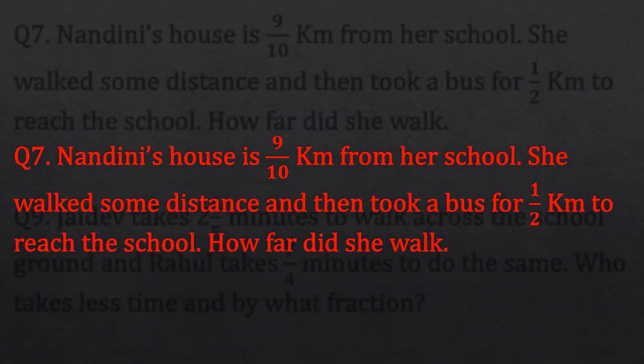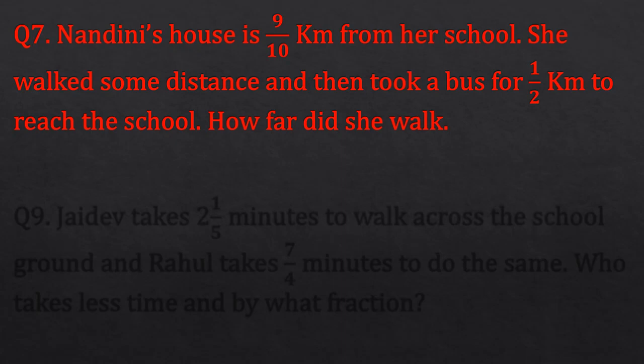See 7th question now. Nandini's house is 9/10 kilometer from her school. She walked some distance and then she took a bus for half kilometer, 1/2 kilometer, to reach the school. How far did she walk? Distance from Nandini's house to school is 9/10 kilometer. This is the total distance from house to school. Then she covered some of the distance by bus, and the rest she covered by walking.